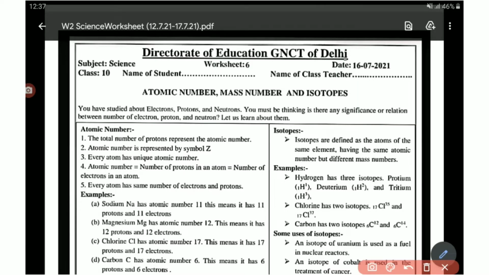Hello students, today we'll be discussing worksheet number 6 of subject science class 10. The topic of discussion is atomic number, mass number and isotope.